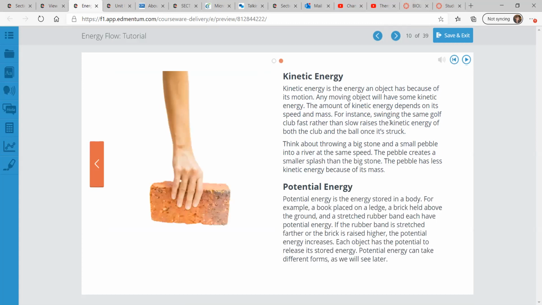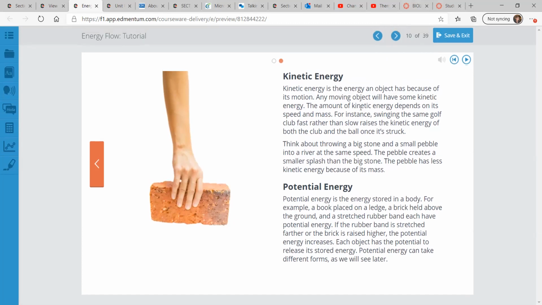Kinetic energy is the energy an object has because of its motion. Any moving object will have some kinetic energy, and that depends on the speed and mass, like we just said. For instance, we talked about the golf club swinging faster rather than slower, and the big stone and small pebble into a river. And I think they just copied that.